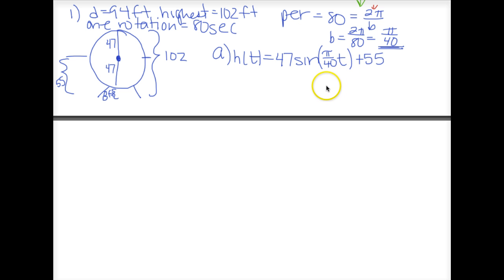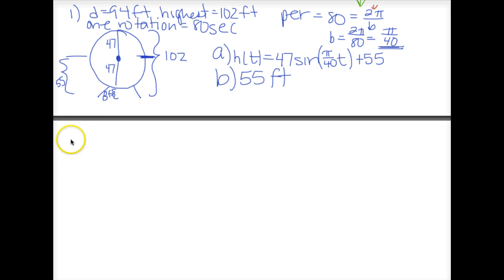Question B asked, according to the model that you wrote, what is the height of the car when the ride starts? Well, the way we wrote it, since we didn't write it with a horizontal shift, we were starting at point A. So starting it that way, that means that our starting height in part B would be 55 feet.